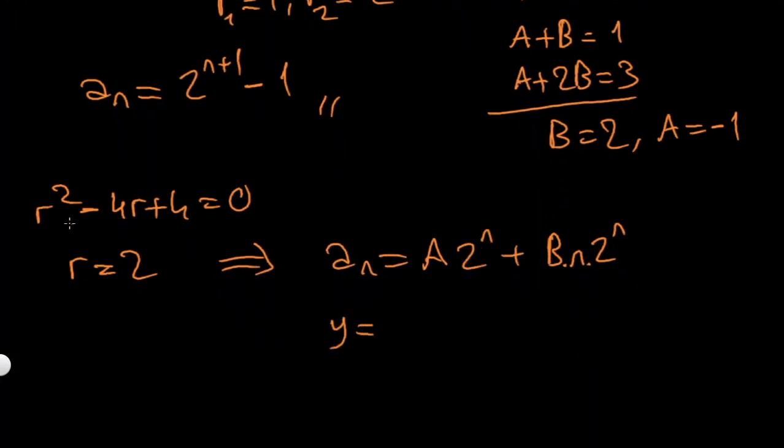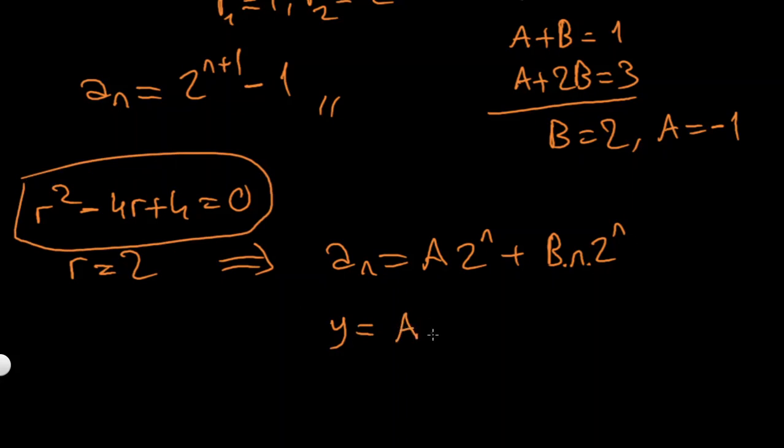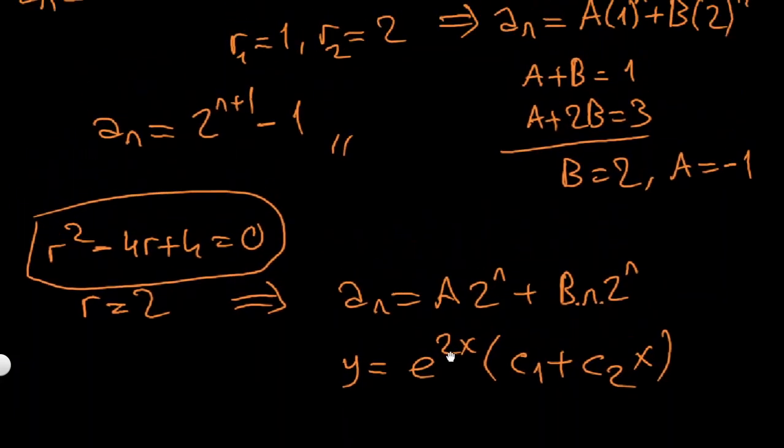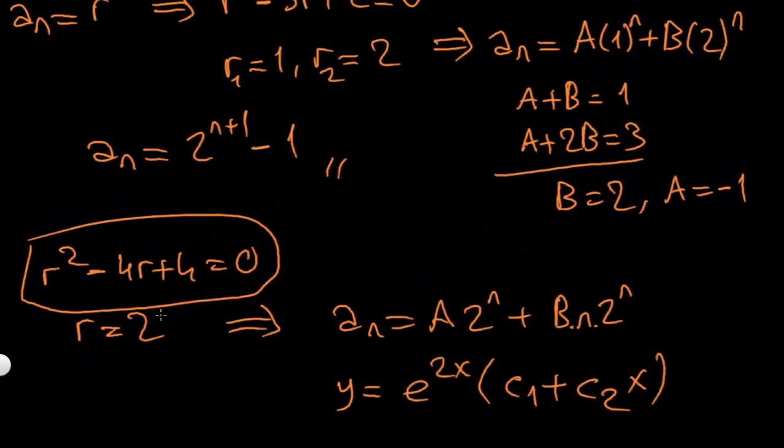And why is it the case? Because if we had a differential equation like this, with e to the 2x, it would not be just c1 plus c2, it would be c1 plus c2 x. So here it's the same analogy, n is treated like this x. And so this was the case when we have two same roots, or it can be any number of same roots.